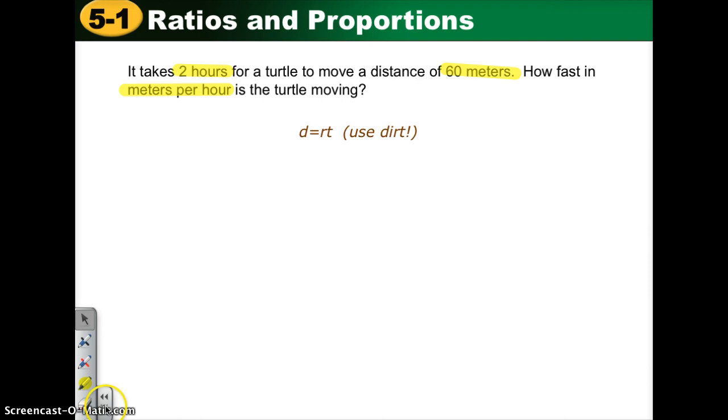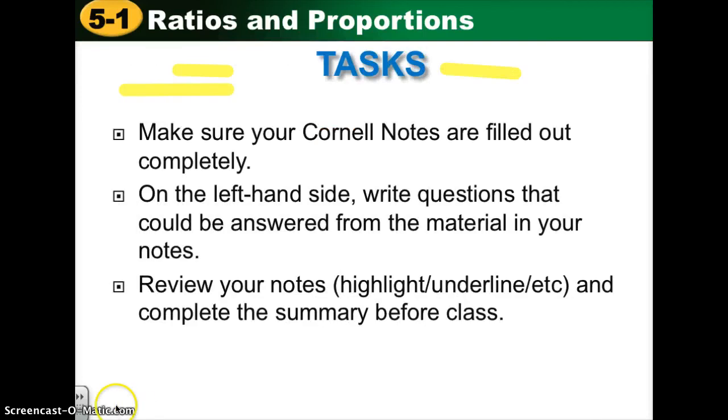Make sure you've written down the DIRT formula so that you have it to reference, and that D is distance, R is rate, T is time. Make sure your notes are filled out completely. Come up with some questions that would be good quiz questions, or any questions that you still have that need to be answered. Review your notes and make sure before you get to class that you've gone back to do the summary.